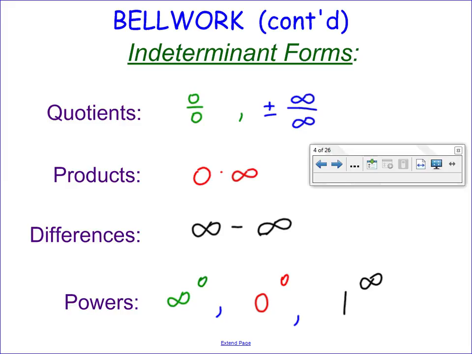Awesome. Questions about your indeterminate forms? Which of these authorize L'Hopital's? Danny? Quotients. Yeah, only the quotients. That's old news, and review from AB and BC. You guys are doing that great.